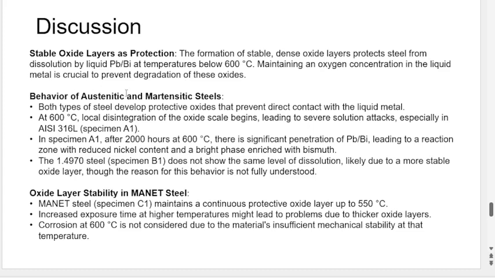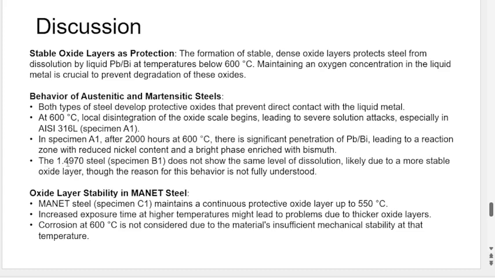The behavior of austenitic and martensitic steel. Both types of steel develop protective oxide to prevent the contact with the liquid metal. At 600 degrees C, local disintegration of the scale begins, especially in austenitic materials. In specimen A1, after 2000 hours at 600 degrees C, there is significant penetration of Pb, leading to zones with reduced nickel and a bright phase enriched with bismuth.